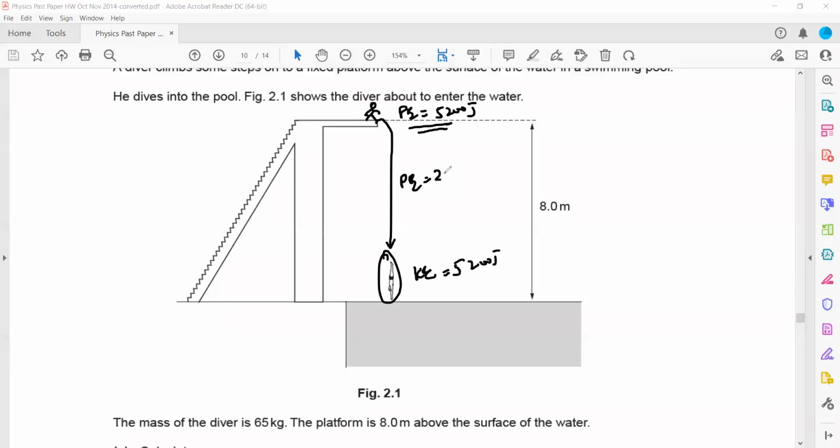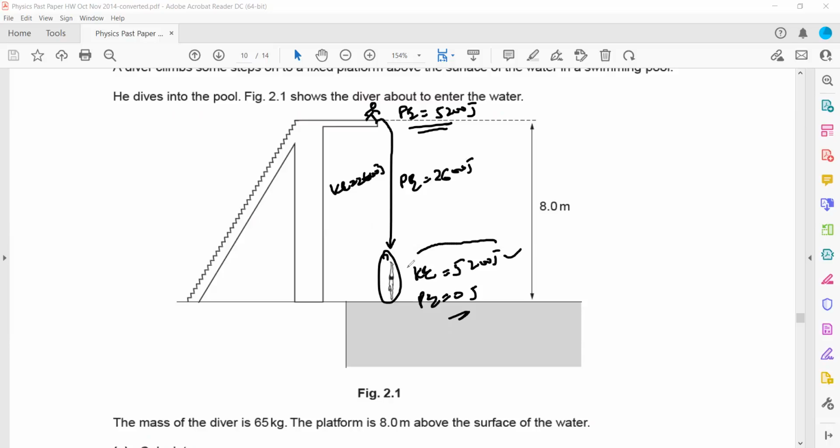Half of 5200 will be 2600. So 2600 joules will be potential and 2600 joules will be kinetic. But when he comes down, before hitting the water, he will have only kinetic energy, and there will be no potential energy. So basically all of the potential energy has converted into kinetic.